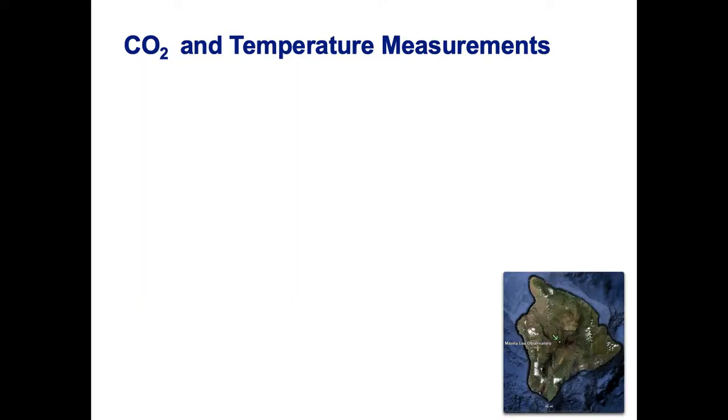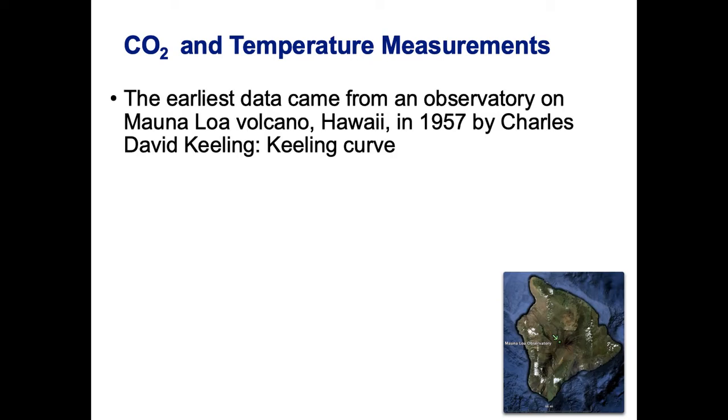So we're going to talk about greenhouse gases now. Carbon dioxide is one of the big greenhouse gases. And I showed you before that with the Vostok ice core data, carbon dioxide and global temperatures match up pretty well. More recently, we've been getting more precise carbon dioxide data by actually measuring carbon dioxide in the air. The earliest data came from an observatory on Mauna Loa volcano, Hawaii in 1957 by Charles David Keeling, and it's called the Keeling curve.